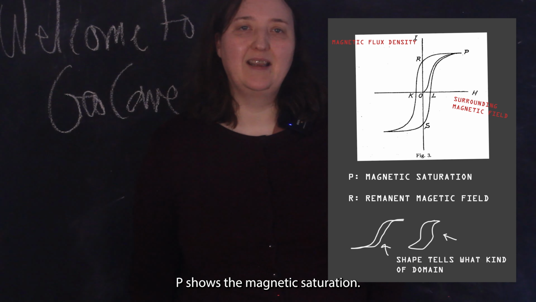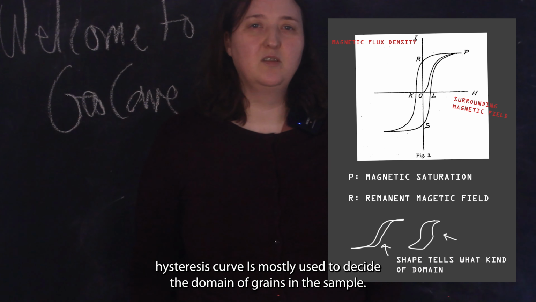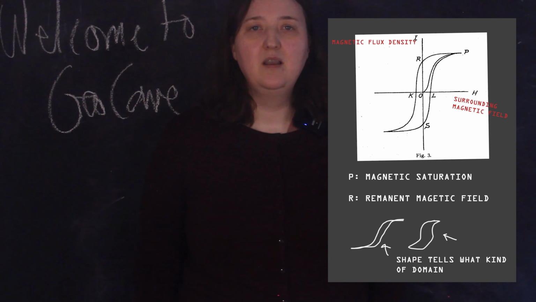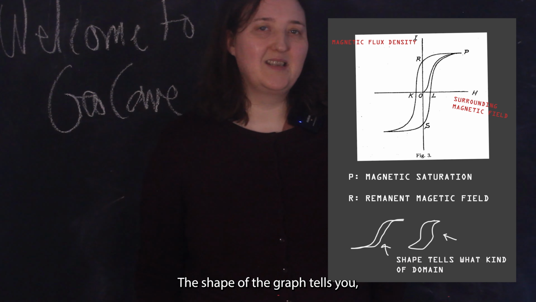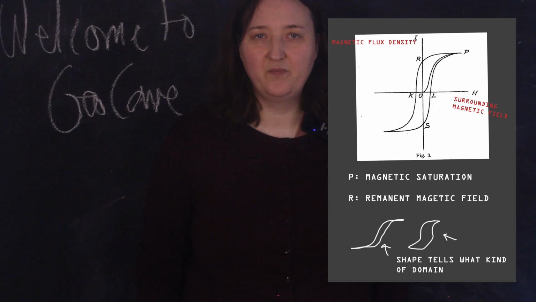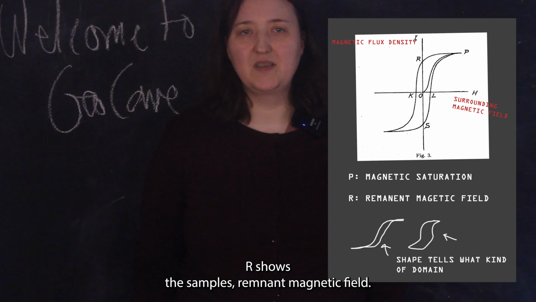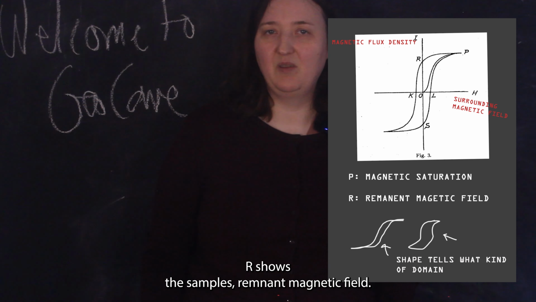P shows the magnetic saturation. The hysteresis curve is mostly used to decide the domain of grains in the sample. The shape of the graph tells you which kind of grain it is. When the surrounding magnetic field is 0, R shows the sample's remanent magnetic field.